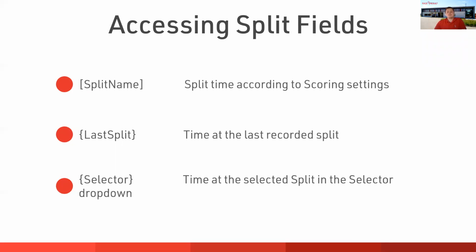So when accessing split fields in an output list, for example, for a live results table or in a certificate, you can always call the split time according to the scoring settings, so either gun time or chip time, by simply calling the split name. So if you enter 5K, you will receive the gun time, as long as your primary scoring is set to gun time.